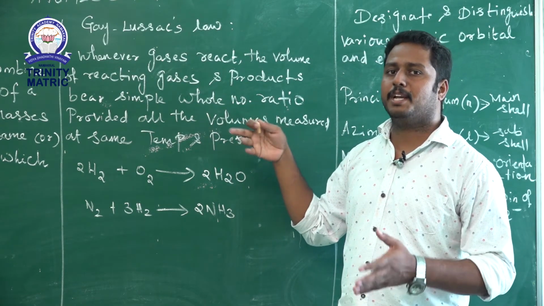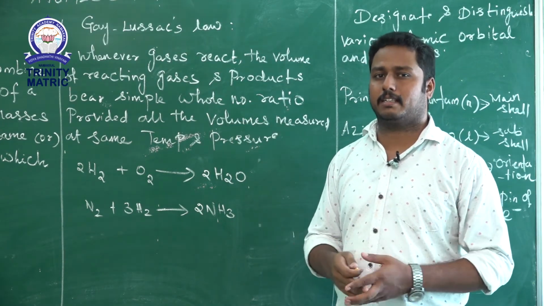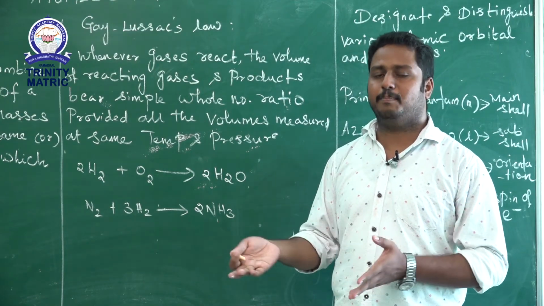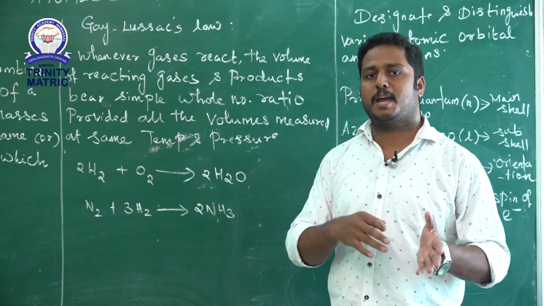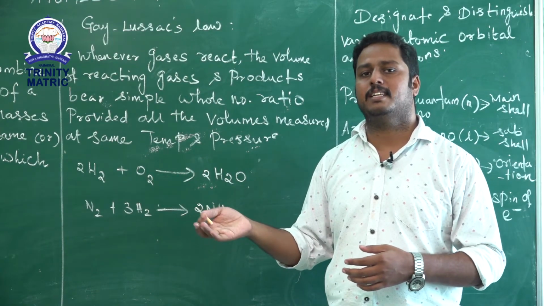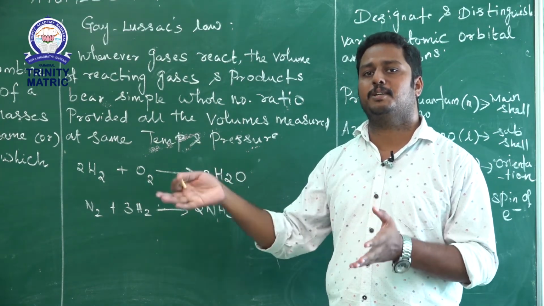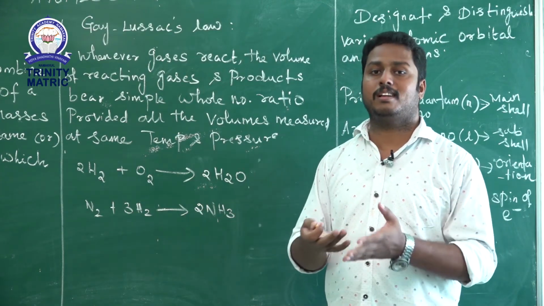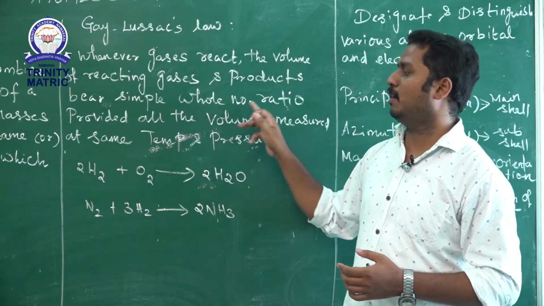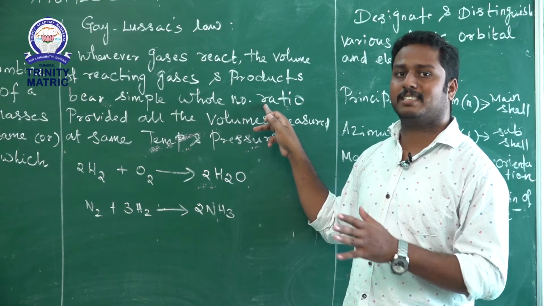How do they combine? Whenever gases react, suppose A and B, both of them gases, combine to give C, where C is the product. So what is the ratio of the reactants and the product? They are all in a simple whole number ratio, not in fractions.